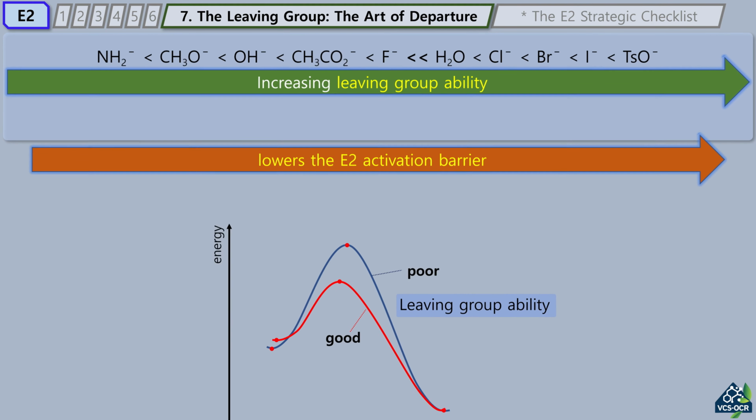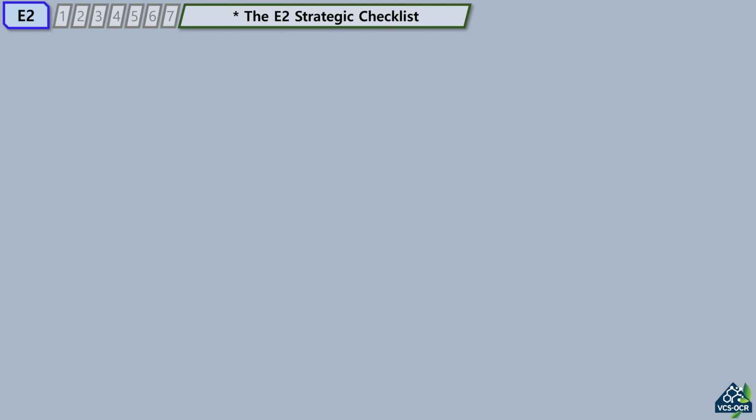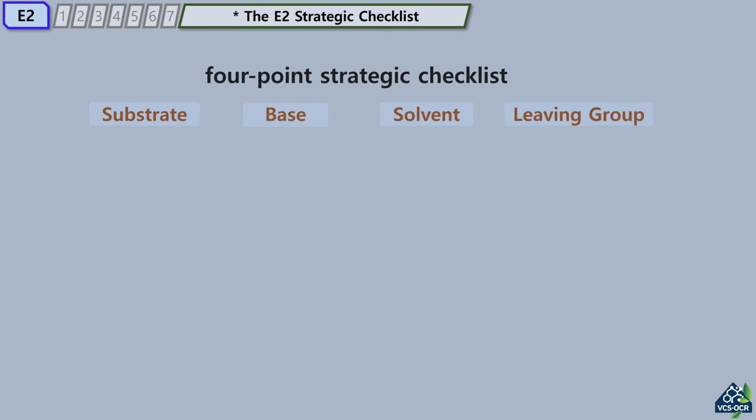For even greater reactivity, chemists use sulfonate esters like tosylates. Their exceptional ability comes from resonance stabilization, which spreads the negative charge across 3 oxygen atoms. By facilitating bond cleavage in the transition state, a high-quality leaving group lowers the activation barrier and accelerates the elimination rate. In summary, the E2 mechanism is a concerted, bimolecular elimination that forms alkenes in a single, highly coordinated step.